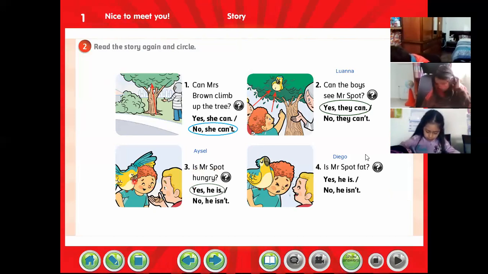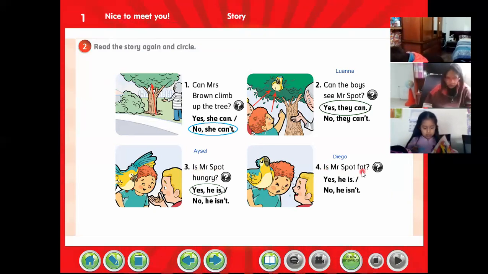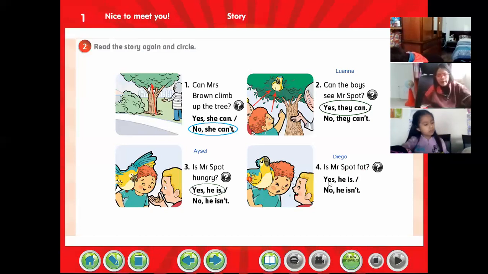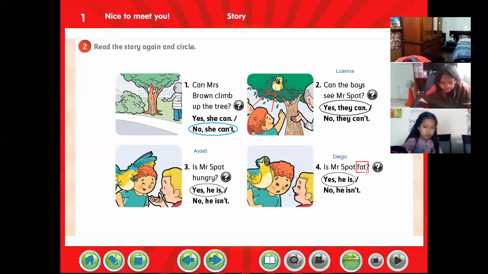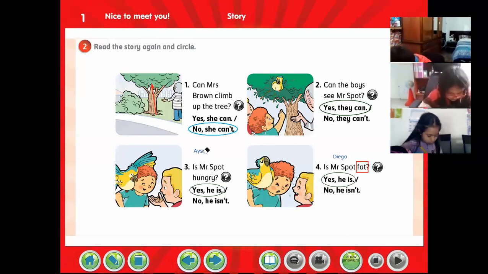Diego, number four. Sí, profesor. Is Mr. Spot fat? Yes, he is. Excellent, my friend. Good job. Is fat? Yes. Teacher, what is fat? Remember, this is in your book. It's an adjective. Gordo. That is in the book. Thank you, my friends. Thank you, Luana. Thank you, Isel. Diego, thank you for your job.